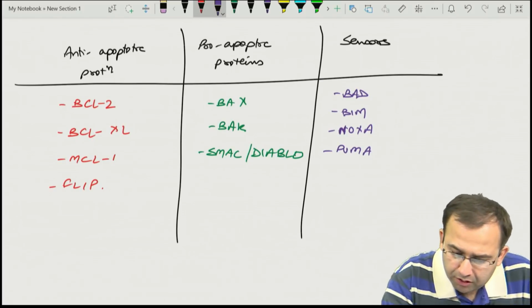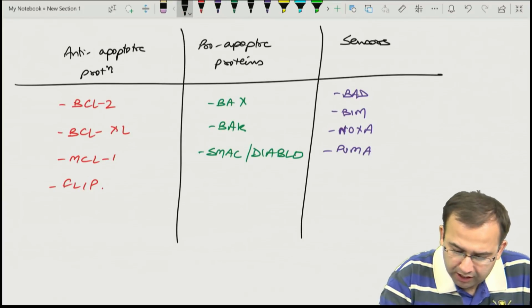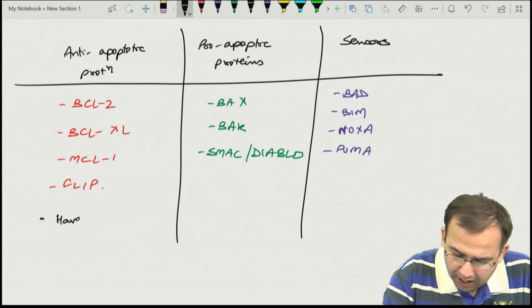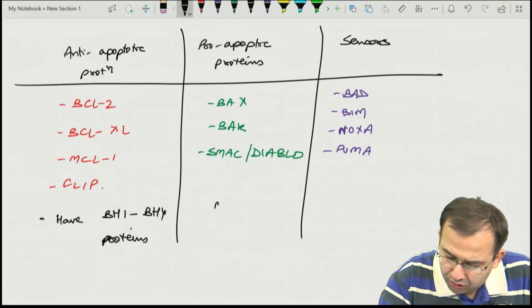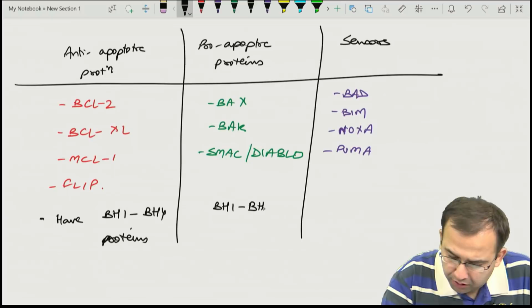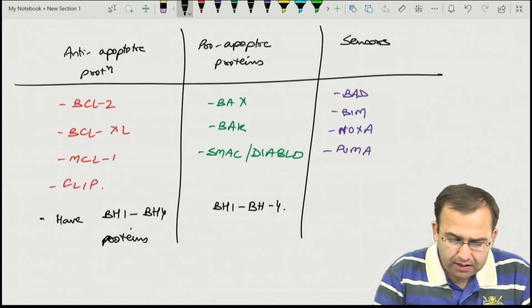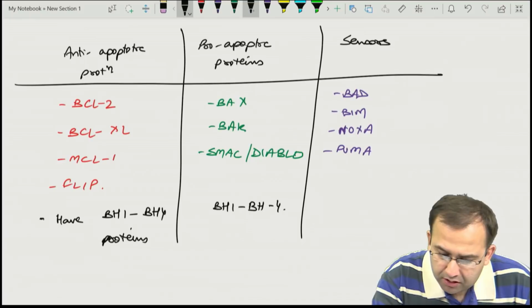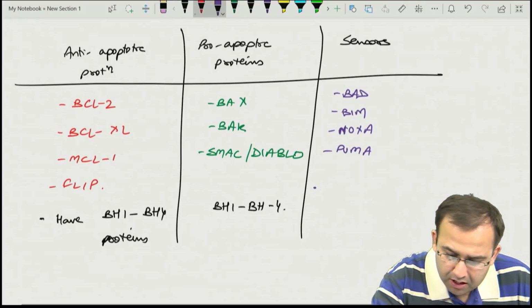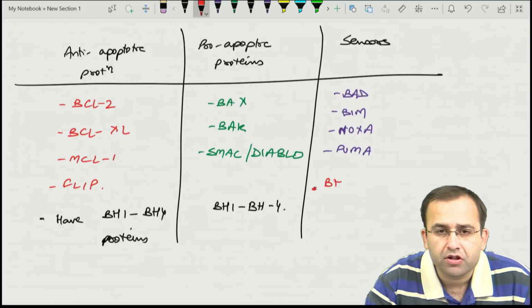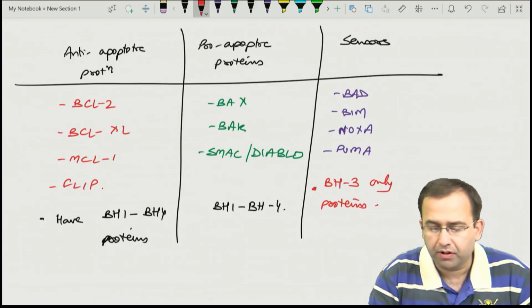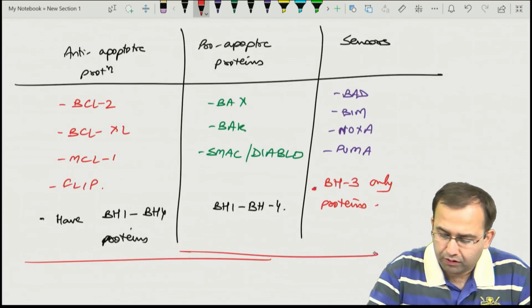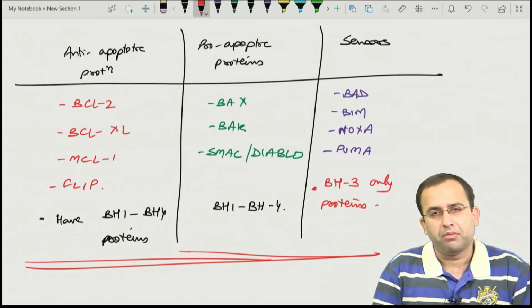Another important point to be noted here is both anti-apoptotic and pro-apoptotic proteins have BH1 to BH4 domains, versus sensors which are BH3 only proteins. This has to be remembered, do not overthink this. This is the master table. Done.